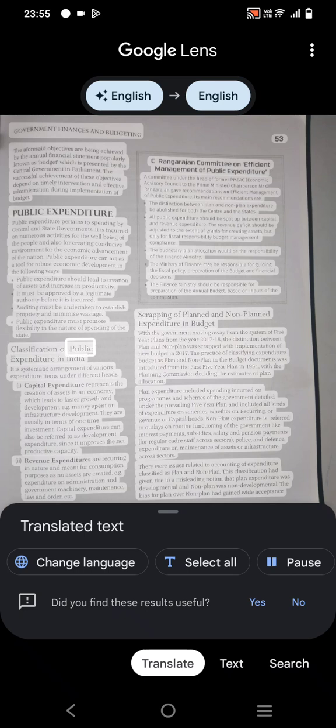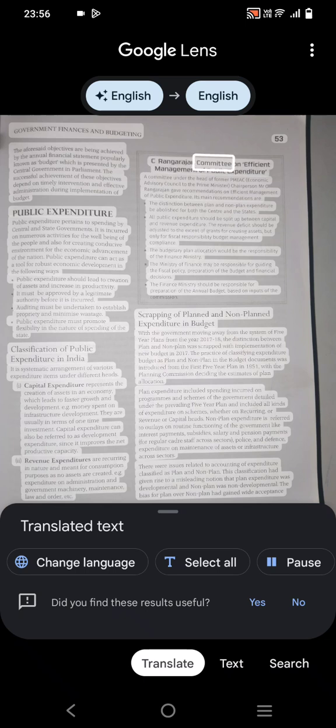Classification of public expenditure in India. It is systematic arrangement of various expenditure items under different heads. 1. Capital expenditure represents the creation of assets in an economy, which leads to faster growth and development, e.g. money spent on infrastructure development. They are usually in terms of one-time investment. Capital expenditure can also be referred to as development expenditure, since it improves the nation's productive capacity. 2. Revenue expenditures are recurring in nature and meant for consumption purposes as no assets are created, e.g. expenditure on administration in government machinery, maintenance, law and order, etc.